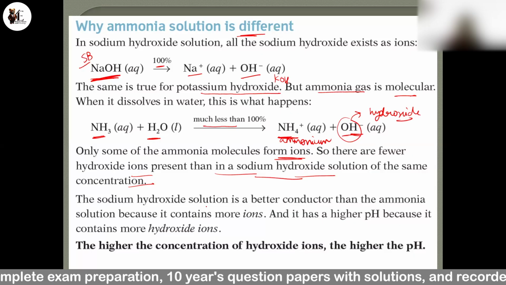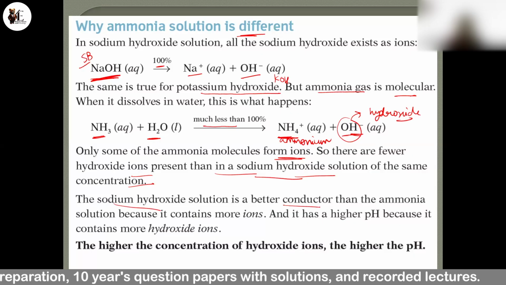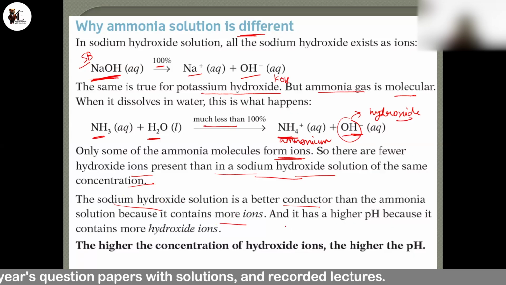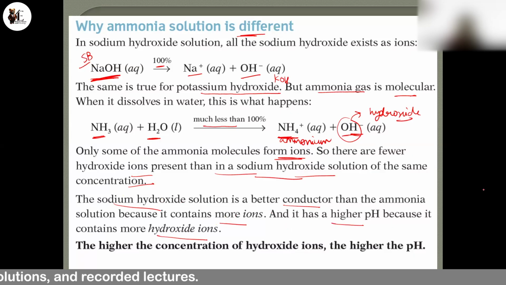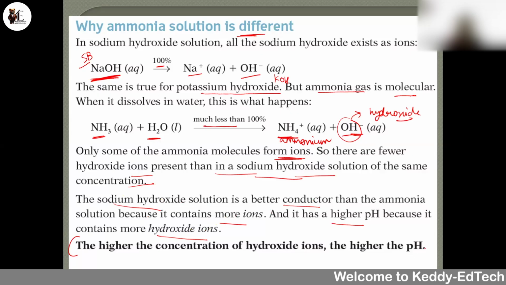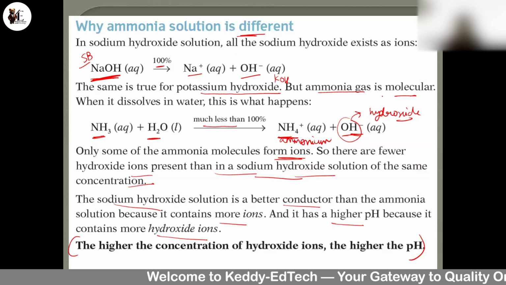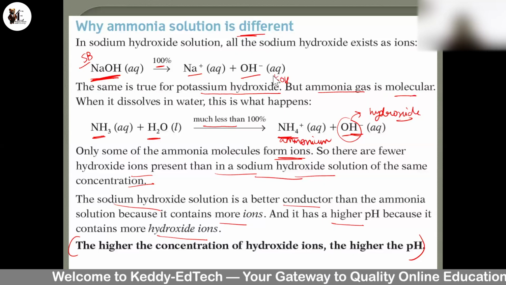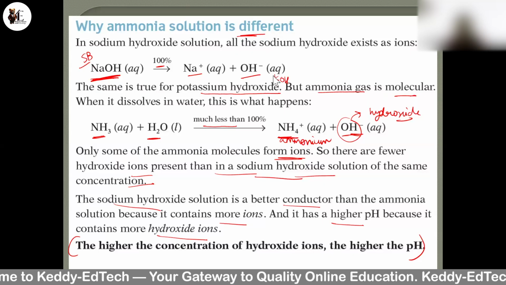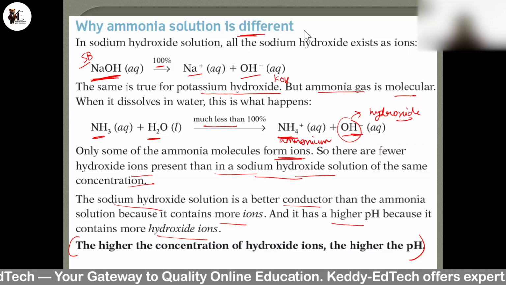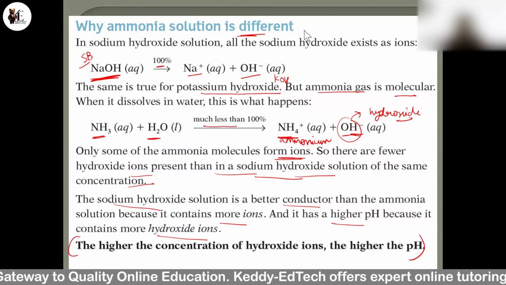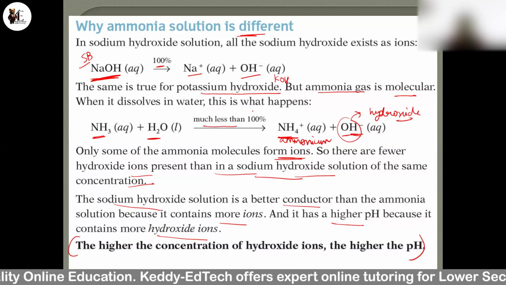So we say that sodium hydroxide solution is a better conductor than ammonia because it contains more ions. And what about pH? It has higher pH because it contains more hydroxide ions. If the concentration of hydroxide ions is more, it is a strong base. This is important: the higher the concentration of hydroxide ions, the higher the pH. Is it clear? So you want to write it? Once done, please let me know.